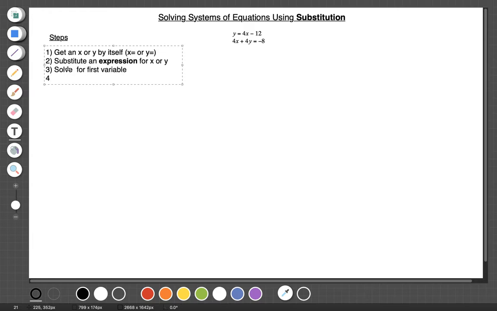Okay, once you've solved for the first variable, you'll know what x or y equals at this point. Then you can plug the value of the first variable into the equation. Let's say an equation, because you can use either one. And then finally, you can solve for the second variable.